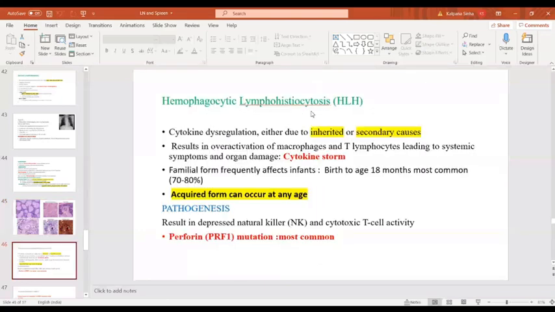So coming to HLH. HLH can be secondary or inherited. The inherited cause is due to genetic mutation. This I will not go through. HLH can be a part of secondary causes also. So what is the net result? There is a cytokine dysregulation. There is overactivation of macrophages and T lymphocytes. So there is a cytokine storm. And the acquired, the secondary one, can occur at any stage, and the causes I will be telling you.